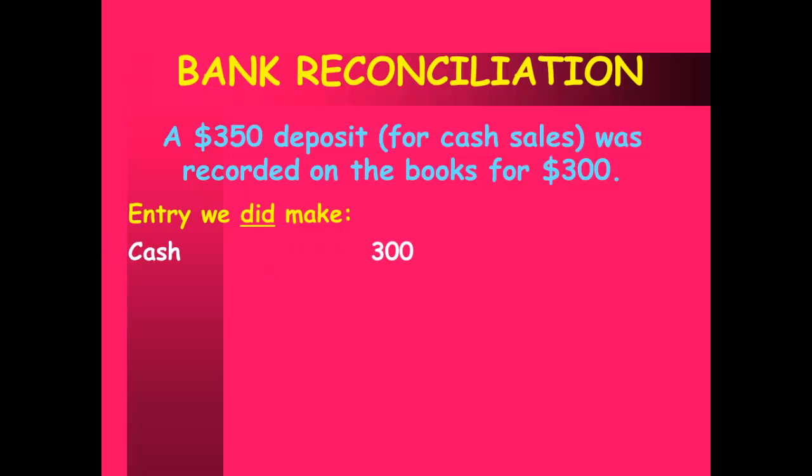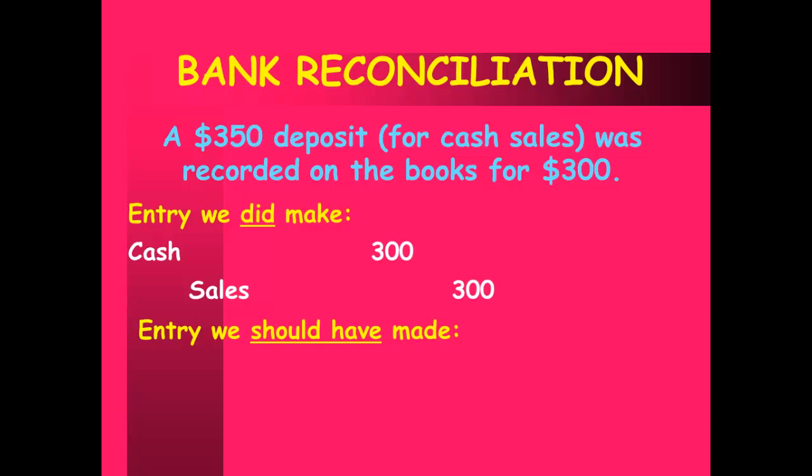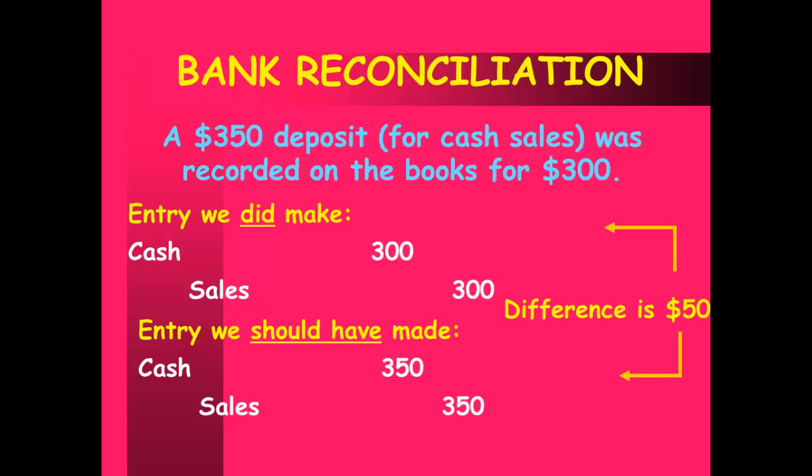How much do you think I debited cash for? $300. What do you think I credited in that original entry? Sales, which is revenue, exactly. All right. So I debited cash and I credited sales for $300. The entry we should have made: we should have debited cash, right? But for how much? $350. And yes, we should have credited sales, but for how much? $350. $50 difference, right? Now we have to decide, do we add the $50 or do we subtract the $50?